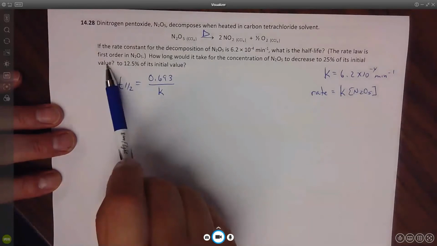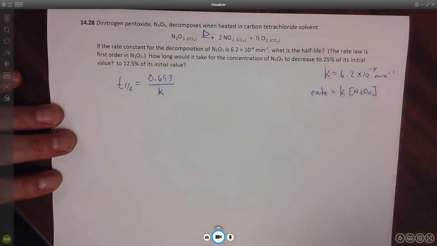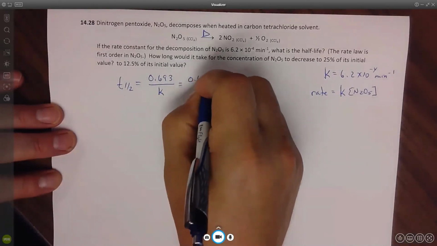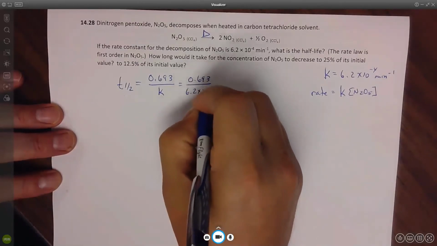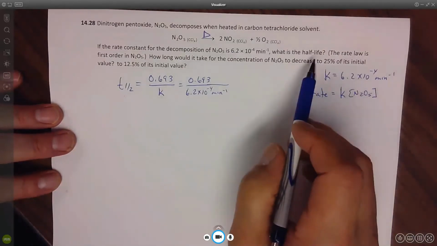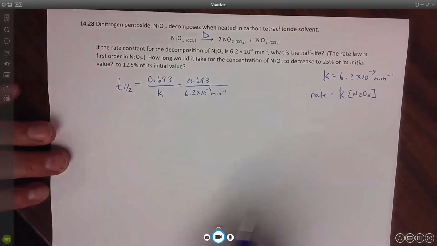Okay, so first, if the rate constant is this, what is the half-life? Well, that's easy enough, right? We're just going to plug into our equation. We just need the value of k, per minute. It doesn't tell us what units it wants, so we'll just leave it in minutes.